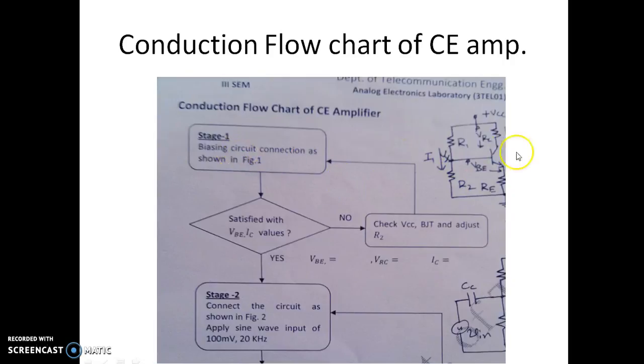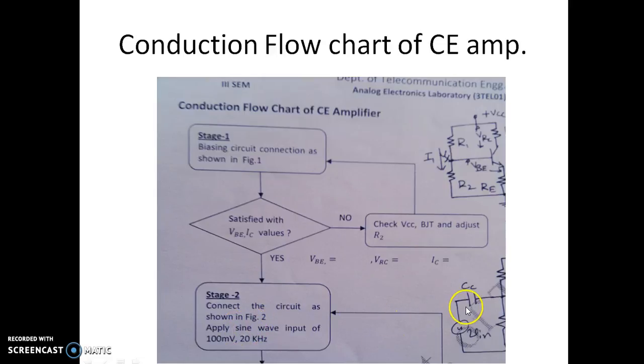This is how the experiment starts. First you start with the biasing circuit, which is exactly over here. If you are satisfied with VB and IC, you can measure VB, and for IC you measure the voltage across the resistor and divide by the resistance, which will give you IC. If you are satisfied with this, you can go to the second circuit. Otherwise you may have to check the VCC connection and the BJT, and then adjust the R2 values. If you are through with that, you can go to the second circuit.